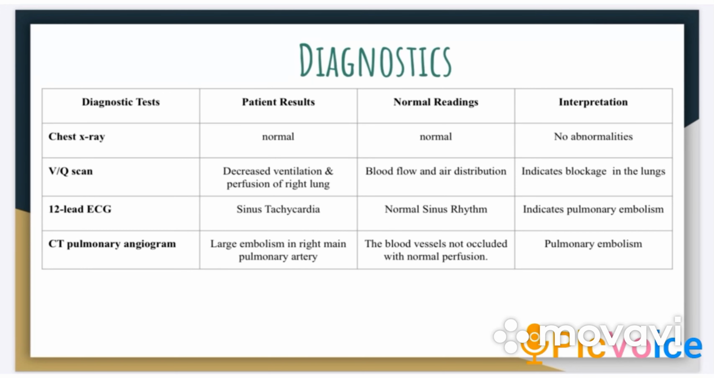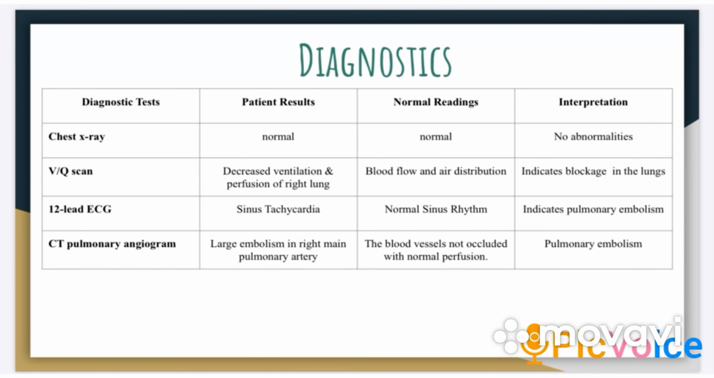So we did a ventilation and perfusion scan. The scan showed that she had decreased ventilation and perfusion of the right lung. Basically what this meant was that she had a VQ mismatch. Why she had this VQ mismatch was because this decrease in ventilation indicated that she was not bringing in enough oxygen to meet her body's metabolic need for oxygen.